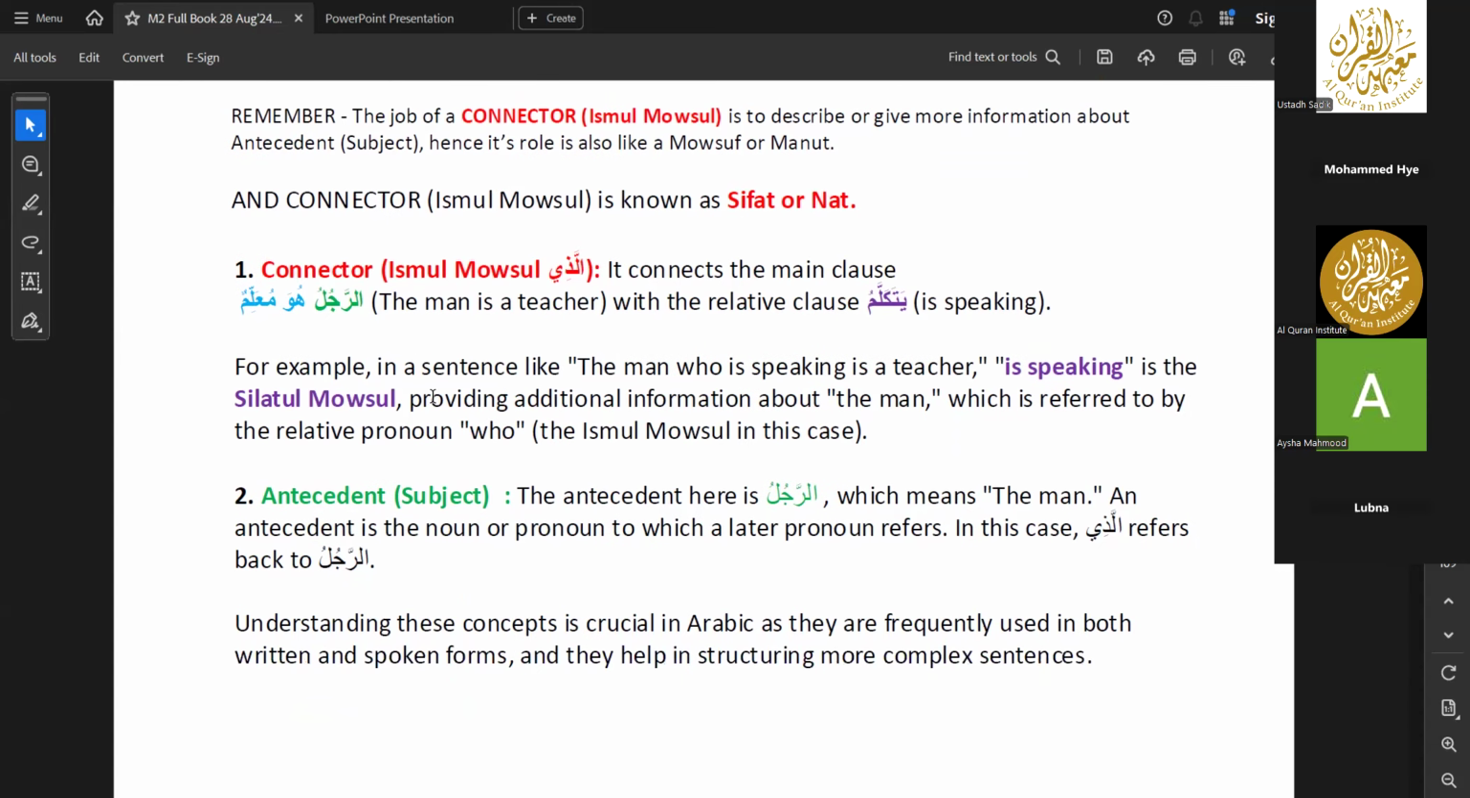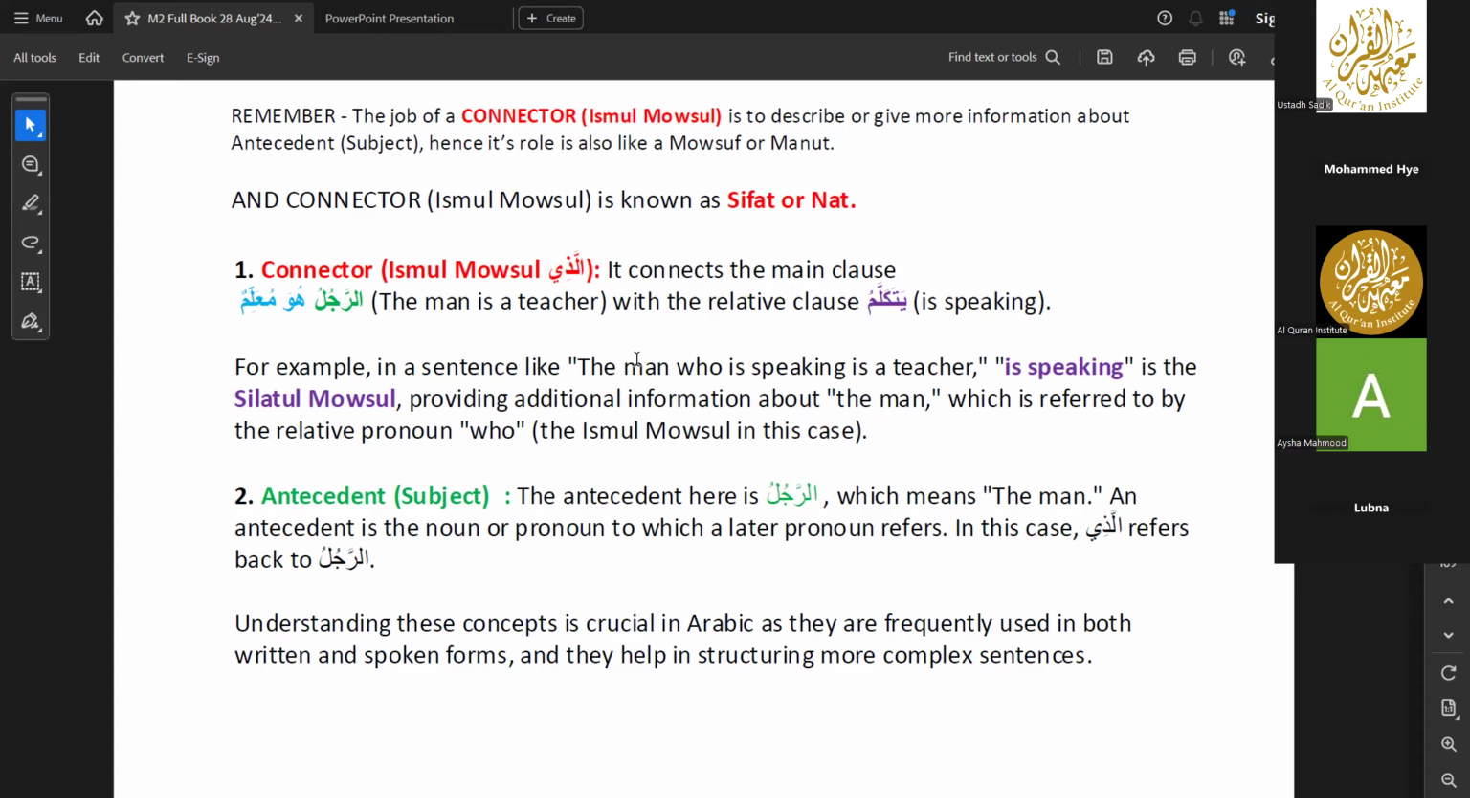If you're not familiar with Na'at Man'ud, don't worry, ignore that. Just stick with Mawsul Sifa, it's easier. It's only to cater for students who are familiar with that term. Now, use both terms.